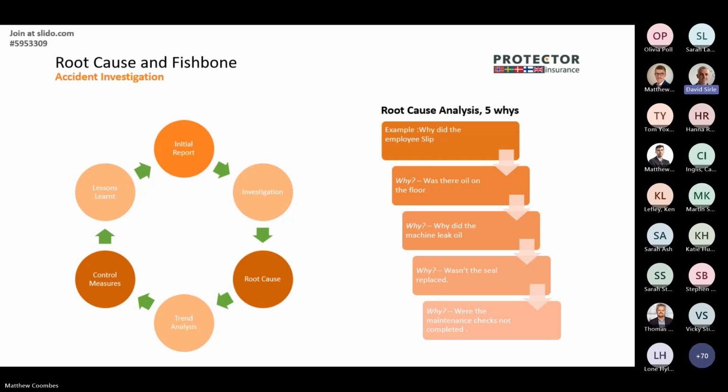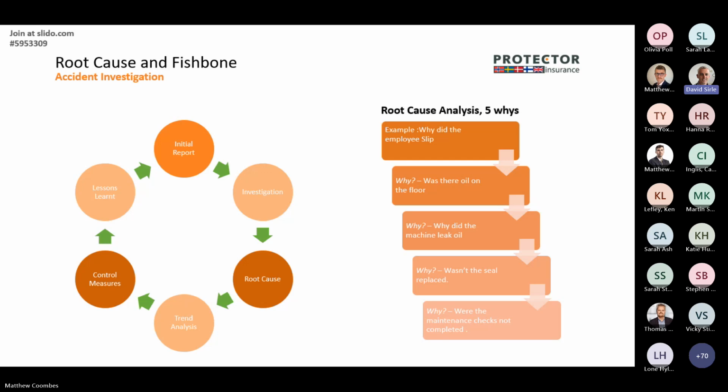It would have been easy just to blame the oil and clean it up, maybe increase your housekeeping checks. However, with no PPM schedule in place, it's likely that machine will continue to leak oil, and therefore another accident will probably occur in the very near future.